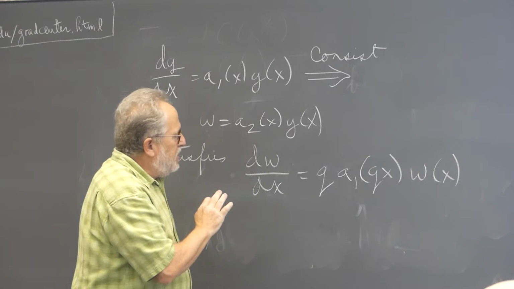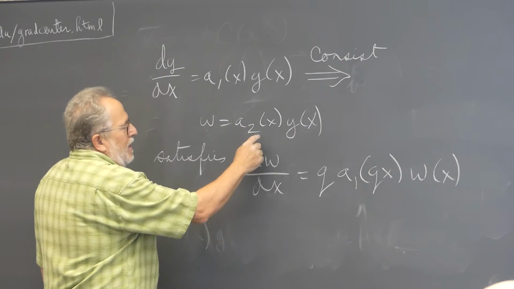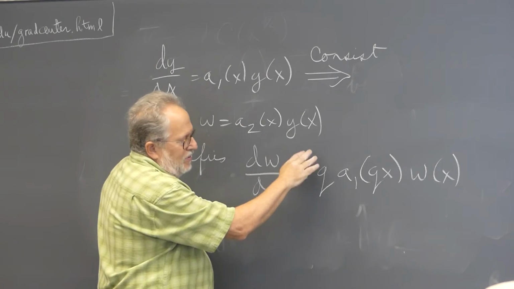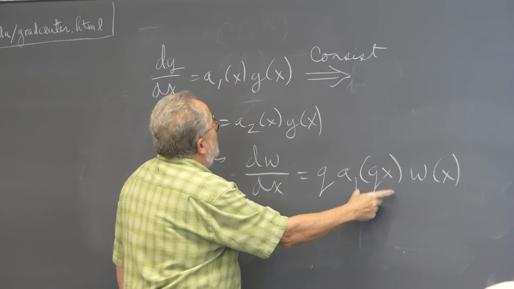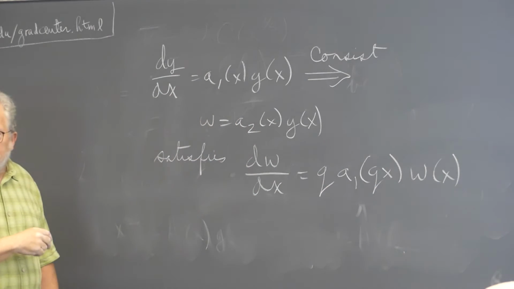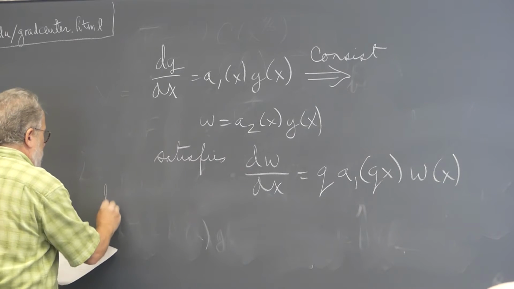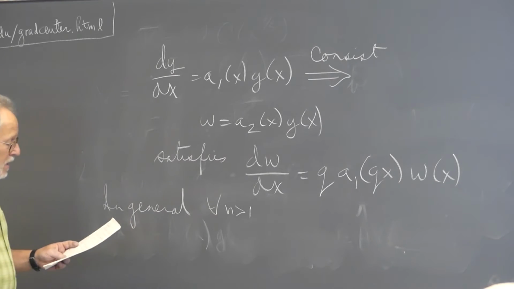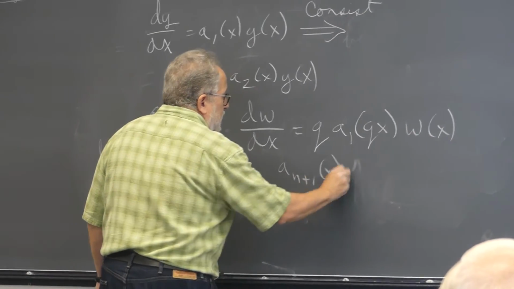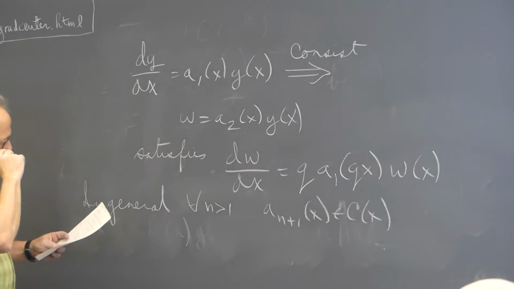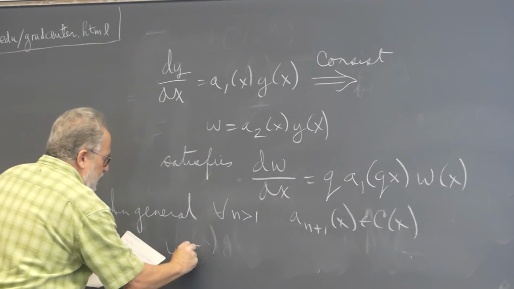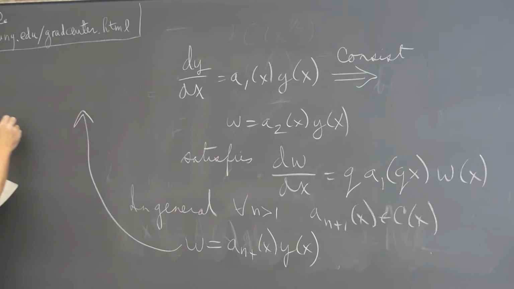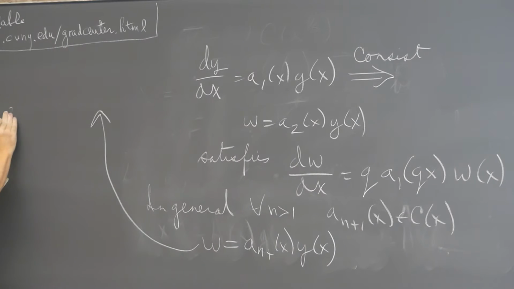I'm not going to do the calculation, but it says that if I multiply y of x by a rational function, it will satisfy a differential equation. This q doesn't matter, it just comes from the calculation. But in the differential equation, the a1 has changed to a1 of qx. That's what the consistency condition gives. And in general, for each n, there's going to be some a_{n+1} of x, calculate it, it's not too hard, such that this will be a solution of dw/dx equals q to the n.